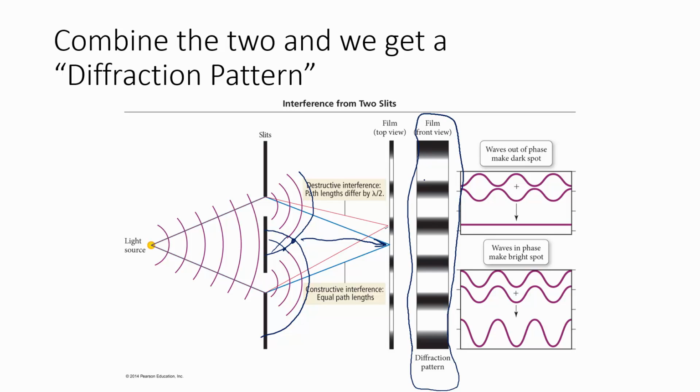This idea that the light will interfere with itself constructively in phase and destructively out of phase to give a kind of alternating set of light and dark spots if it acts like a wave and it's traveling through two openings.